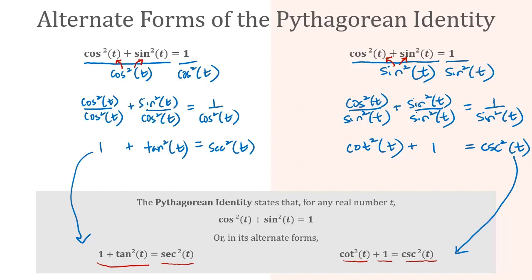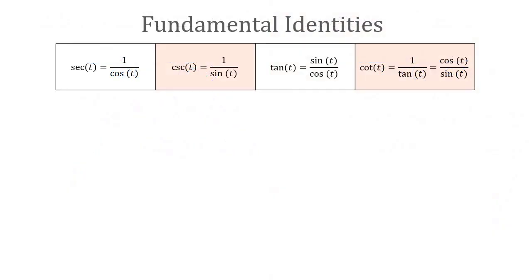I would say don't necessarily memorize those alternate forms, but just know that if you have memorized the Pythagorean identity, that if you divide both sides by cosine squared t, or if you divide both sides by sine squared t, that you will have those alternate forms. So the Pythagorean identity, along with the fundamental identities that we've seen earlier, that are derived from the trigonometric functions we've already seen, can help us to simplify other trigonometric expressions.